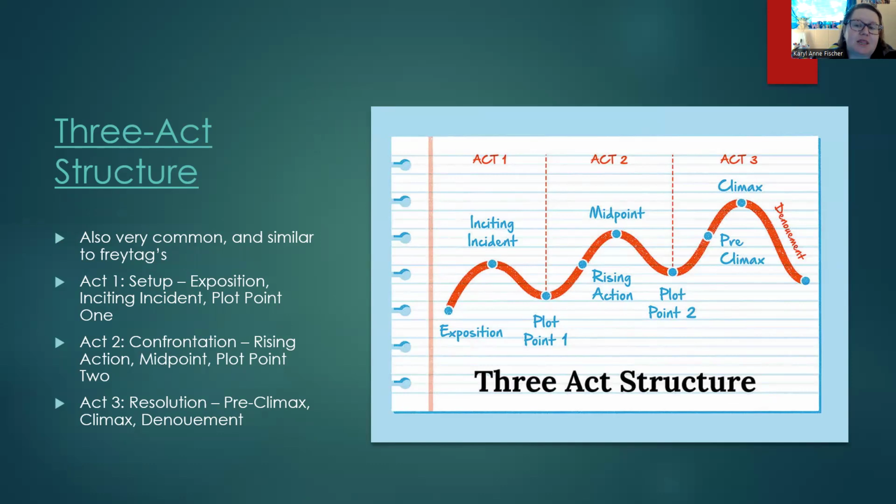This is confrontation. This is where we're starting to build up to that crisis moment, where we're seeing, hey, the lead character has to really confront whatever the crisis is here, whatever the big tension is, if it's another person, if it's society, if it's whatever. Then we get to act three. That's where we build up to the climax, where the big event happens and then we start wrapping it up. It's very similar to Freytag's.